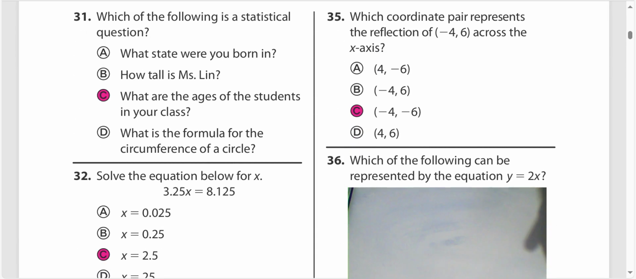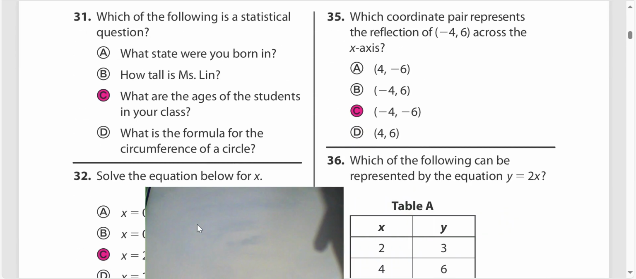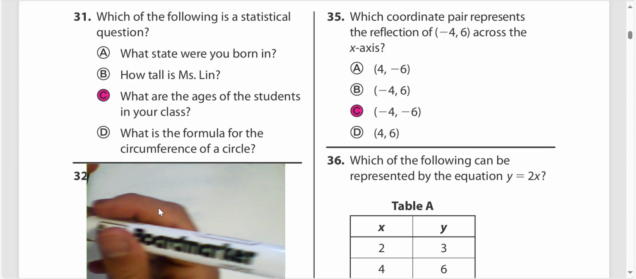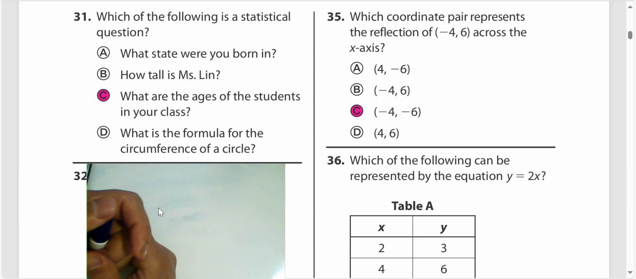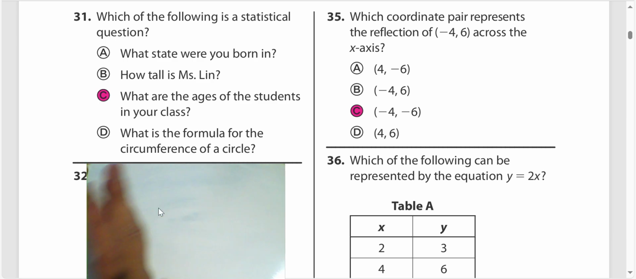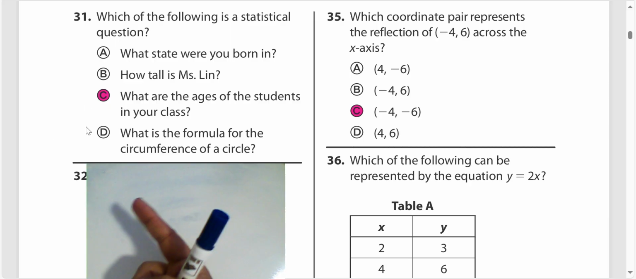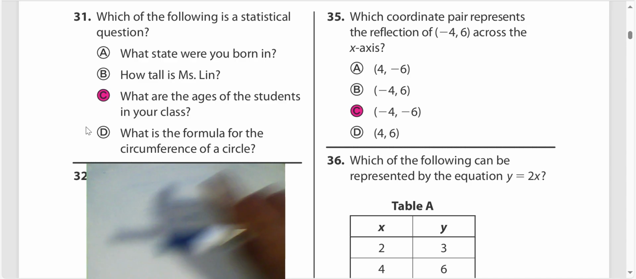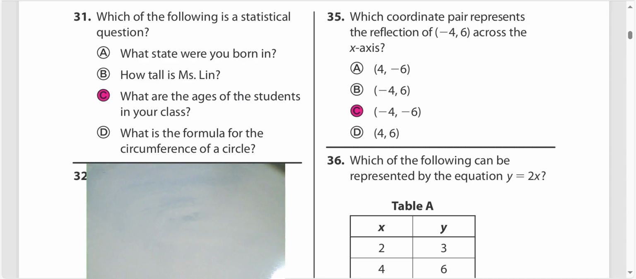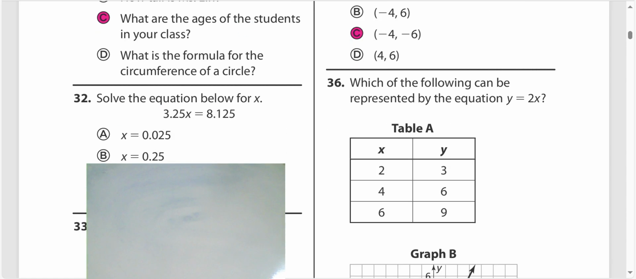Question 31. Which of the following is a statistical question? Statistical question, you know, we expect different answers or different ways to solve the example. Letter C. What are the ages of students in your class? We call this a statistical question because we have different answers. But for questions A and B, we have only one answer. Letter C, we call this a statistical question because we have different answers to this question from all students.